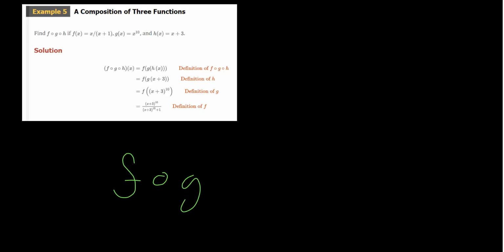Okay, so I'll just go ahead and write it like this maybe. F of g of h. I don't know if this will help out too much, but that's how we do it. We plug h into g, and then we put g of h into f, and that's how we proceed.